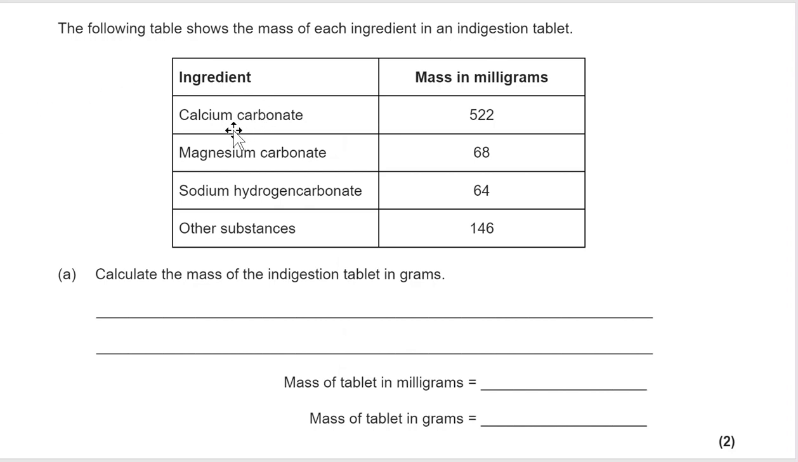We have got the mass of each ingredient in an indigestion tablet. Calculate the mass of the indigestion tablet in grams. We're simply adding together these figures. That gives us 800 milligrams, but we're then converting to grams. We divide by 1,000, we get 0.8.